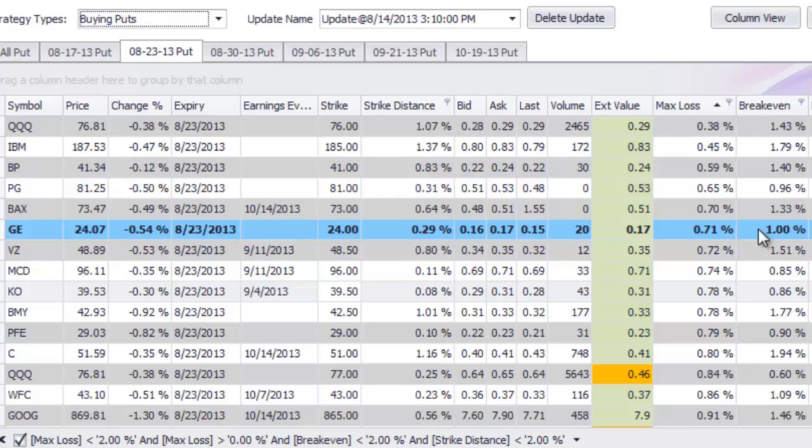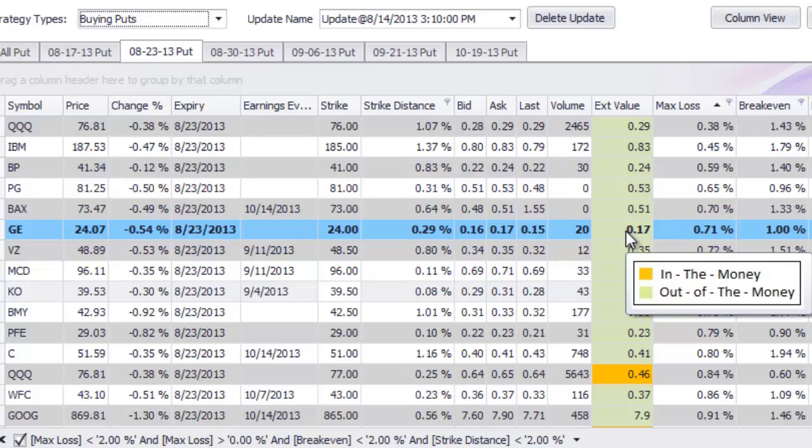But the beauty of buying options, if you know what you're doing, is that it doesn't have to move down 1% in order for you to make money tomorrow. It only has to move down a little bit for you to make money tomorrow. So that's the beauty of buying cheap options. And of course, the max loss is absolutely capped. You can't lose more than 17 cents on this particular trade.